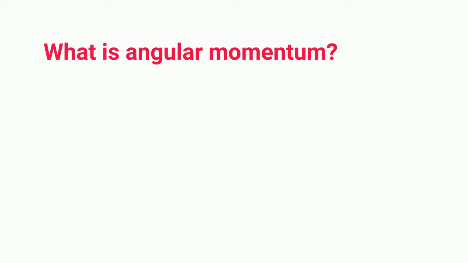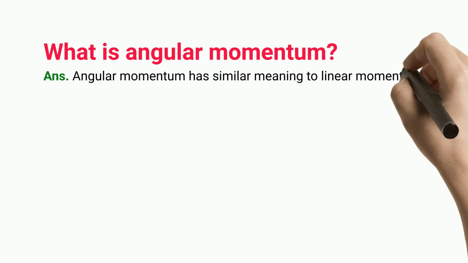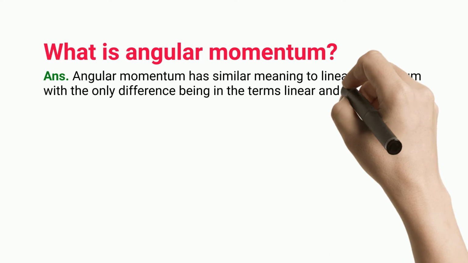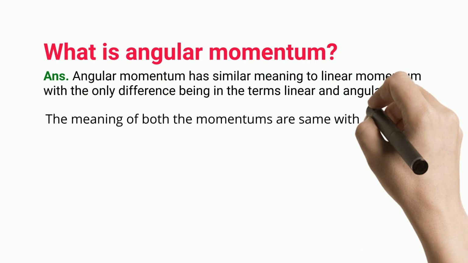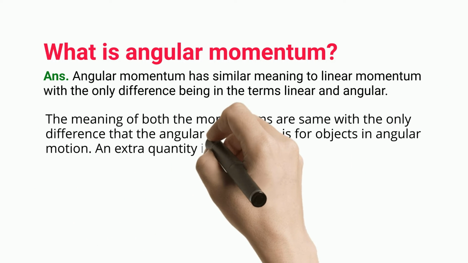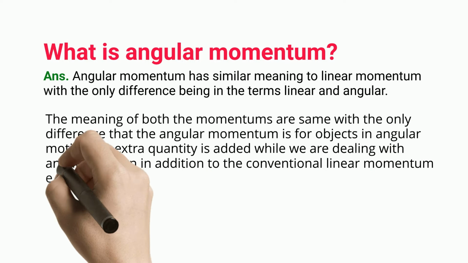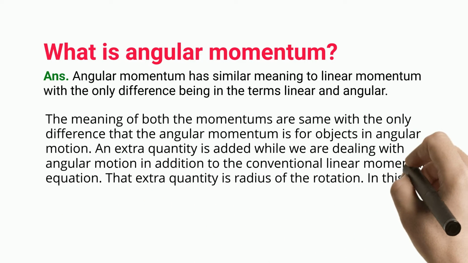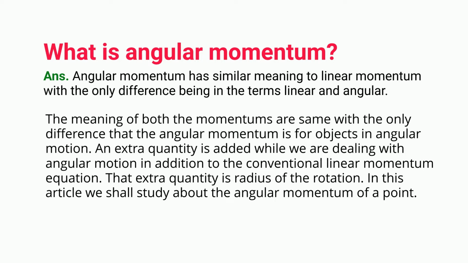What is angular momentum? Angular momentum has a similar meaning to linear momentum, with the only difference being in the terms linear and angular. The meaning of both momentums is the same, with the only difference that the angular momentum is for objects in angular motion. An extra quantity is added while we are dealing with angular motion in addition to the conventional linear momentum equation. That extra quantity is the radius of the rotation. In this article we shall study the angular momentum of a point.